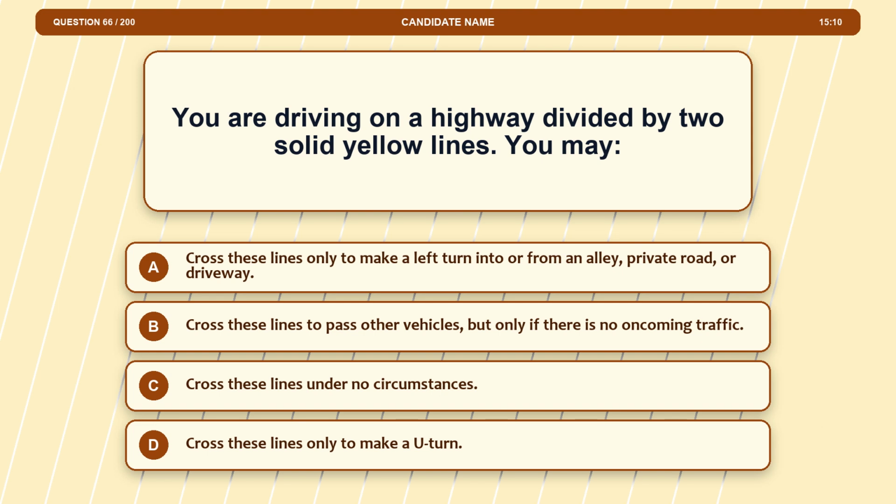Question 66. You are driving on a highway divided by two solid yellow lines. You may: Option A. Cross these lines only to make a left turn into or from an alley, private road, or driveway. Option B. Cross these lines to pass other vehicles, but only if there is no oncoming traffic. Option C. Cross these lines under no circumstances. Option D. Cross these lines only to make a U-turn.